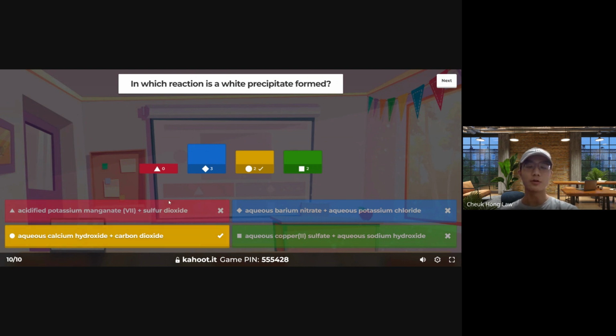So this is actually your neutralization reaction. Carbon dioxide is an acidic gas, and calcium hydroxide is an alkali. So acid plus alkali is your neutralization. You get salt and water. And calcium carbonate will be your white precipitate.